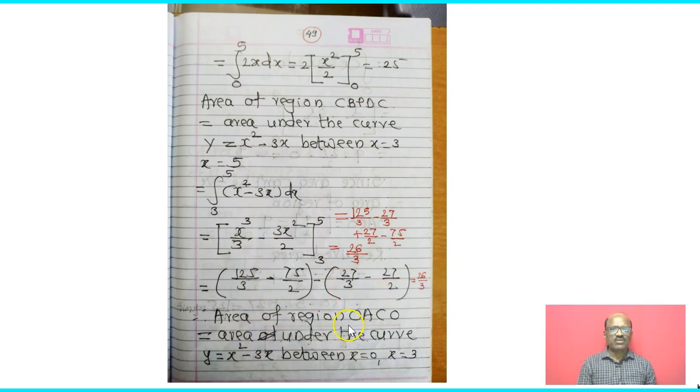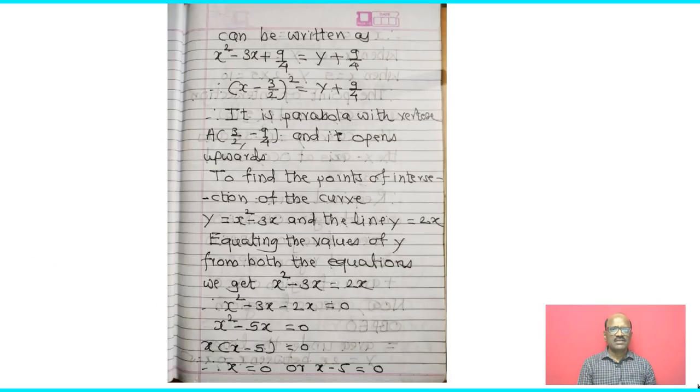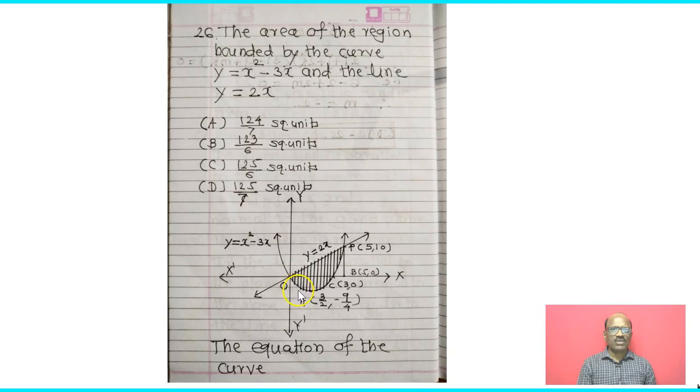Now the area of the region OACO means this is the area. This is the area OACO. We add this area. Now you will get.